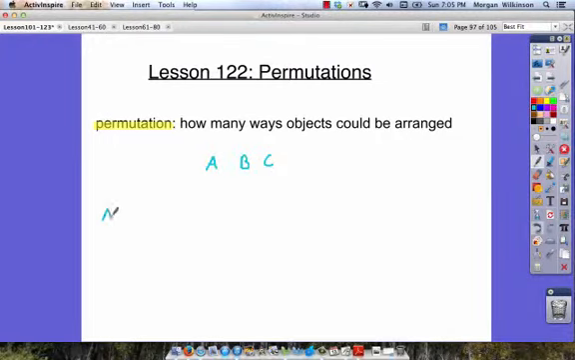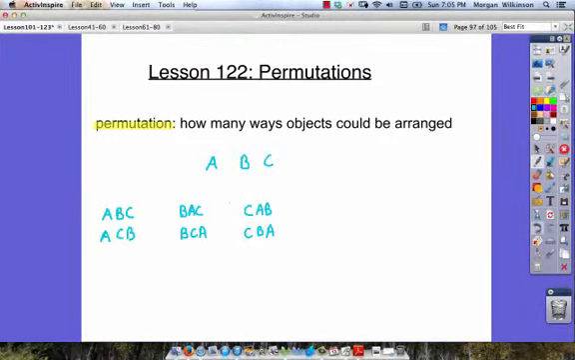Well, if we started with the A first, we could get A, B, C, or we could get A, C, B. If we started with the B first, we could get B, A, C, or we could get B, C, A. And if we started with the C first, we could get C, A, B, or we could get C, B, A. So if we were trying to find how many permutations there were of the objects A, B, and C, there would be 6, and we've listed them all out here.